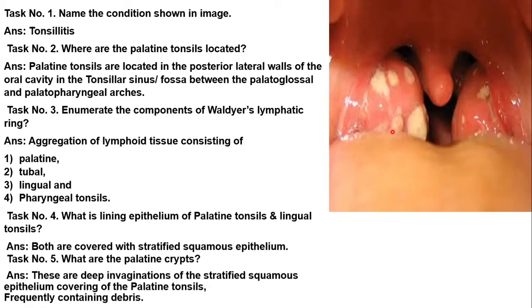Where are the palatine tonsils located? Palatine tonsils are located in the posterolateral wall of the oral cavity. This is the answer to that MCQ, you find it in this. Okay, in the tonsillar sinus or tonsillar fossa between the palatoglossal and the palatopharyngeal folds or arches.